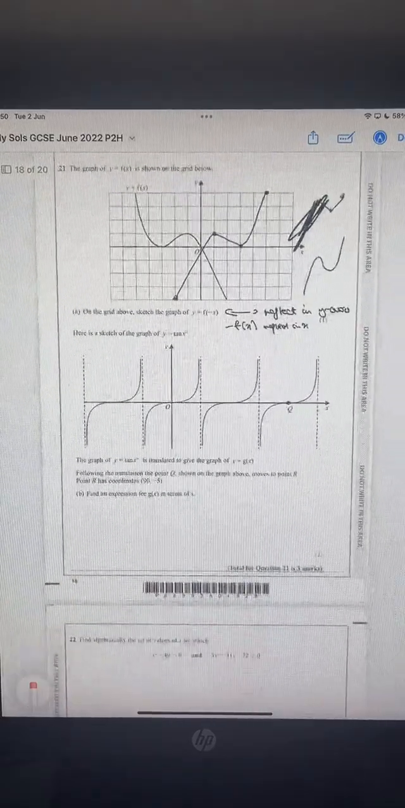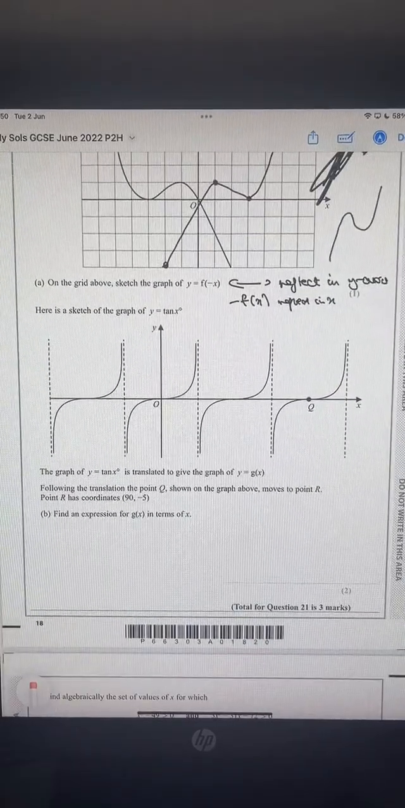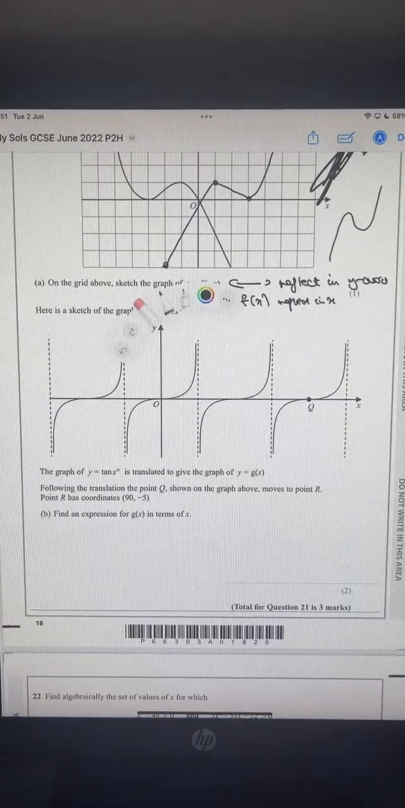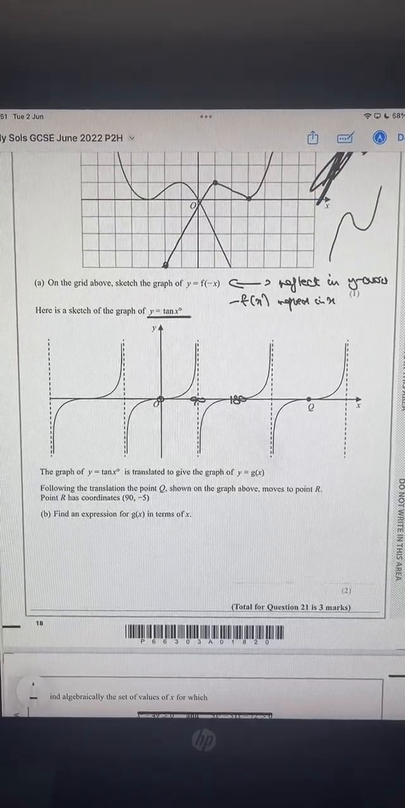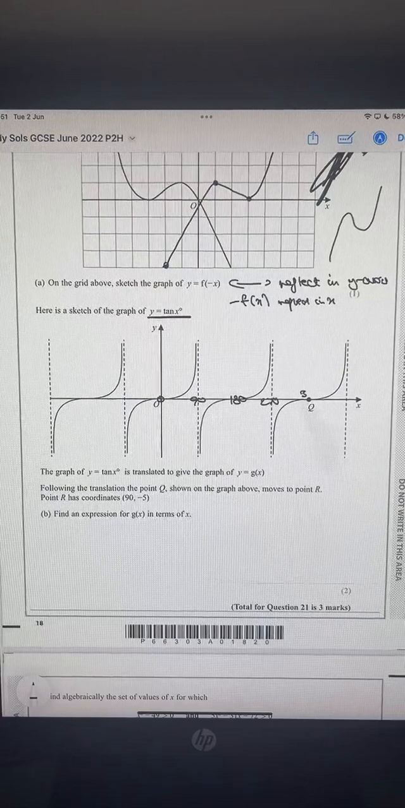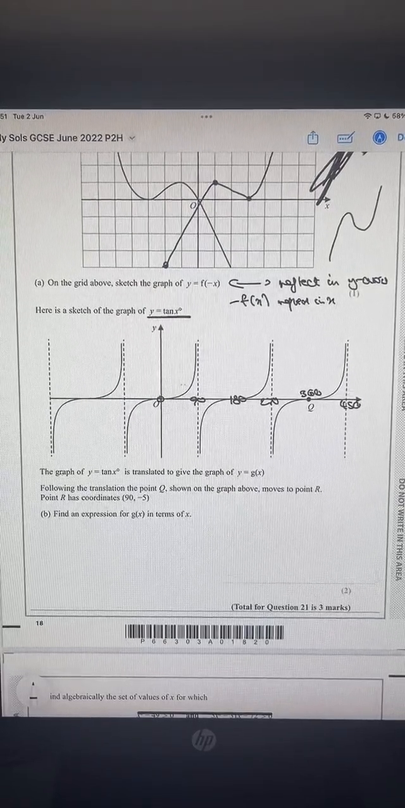Perfect. For part B, and this one was mean, okay, because I wrote the notation incorrectly, so I lost the mark in my actual exam, but I did the transformation correctly. So make sure you write the notation correctly too. So here's a sketch of the graph of y equals tan x. You should recognize that. So I like to put my points down to make life easier. So that's 360. Nice. And then that's 450. The graph of y equals tan x is translated to give the graph of y equals g of x. So g of x is the name of our new graph.